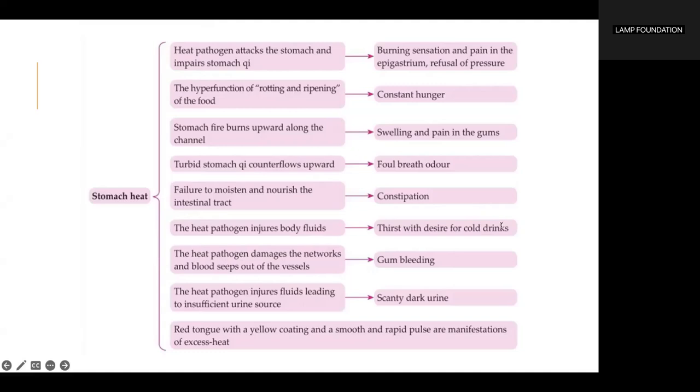The liver fire overacts on the stomach, causing acid regurgitation. The stomach fire burns body fluid, so there is thirst with a desire to drink cold water. The hyperfunction that brought fire causes one to eat a lot but still feel hungry. The collateral of the stomach distributes to the gums, and the stomach fire goes to the gums, causing swelling and painful and bleeding gums. The turbid chi of the stomach ascends, causing foul breath. Fire consumes body fluid, causing constipation and yellow scanty urine. A red tongue with a yellow coating and a rolling rapid pulse are the signs of heat syndrome.